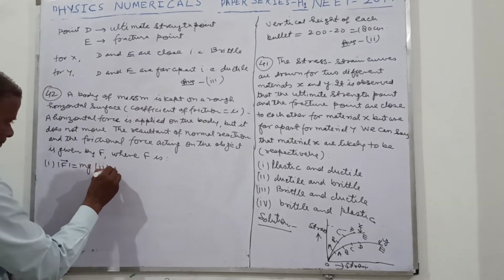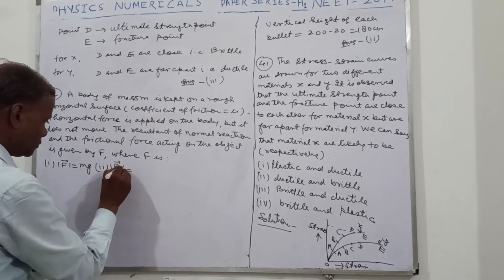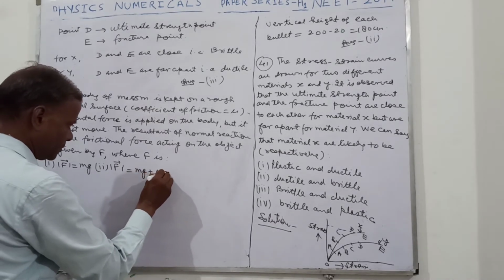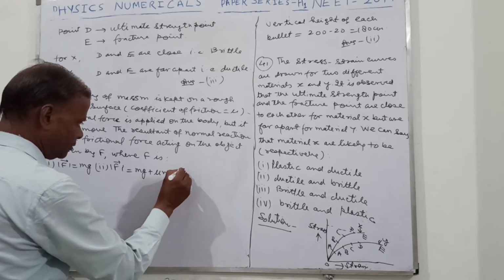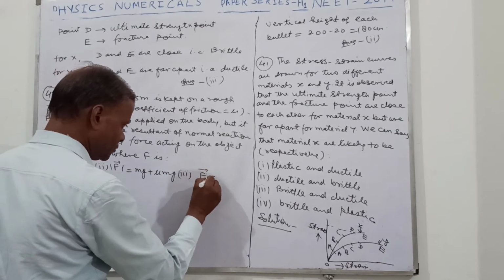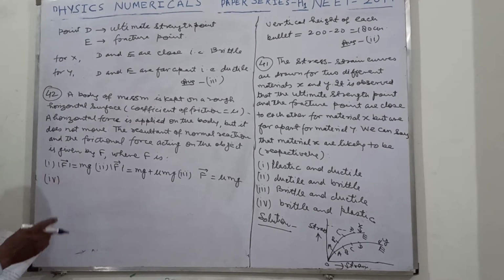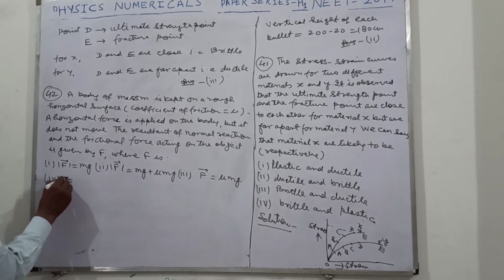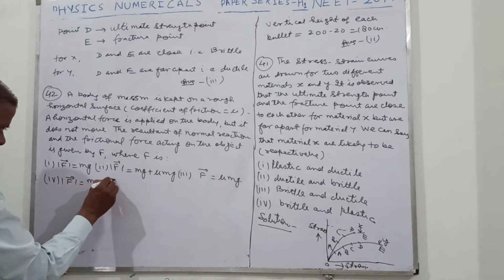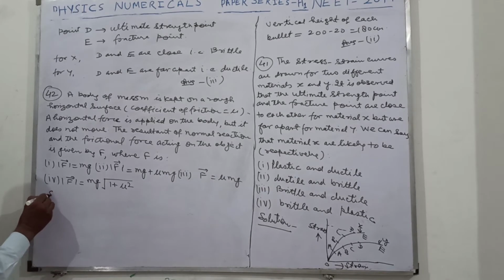and second is F magnitude is equal to mg plus mu mg, and now third, this F is equal to mu mg, and now fourth is F is equal to mg into square root of 1 plus mu square. Now the solution.